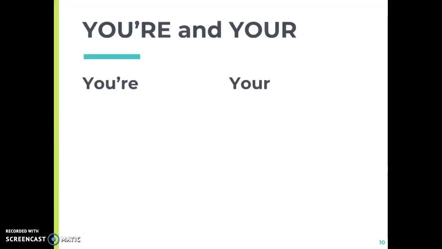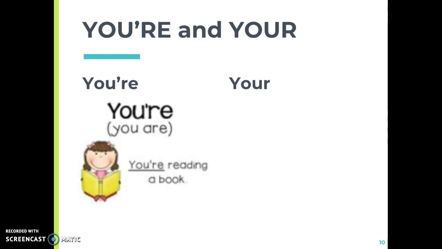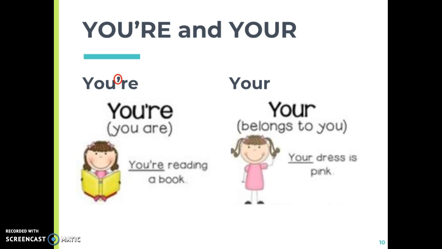Here we have another contraction homophone, you're and your. The first you're has an apostrophe in it. So we know that it's a contraction and can be broken down into two words, you are. The example sentence here is, you're reading a book. The second your refers to something belonging to you, like your dress is pink. If you're not sure which one to use, do the same trick we did with its. Plug you are into the sentence and see if it makes sense. If it does, then you want to use the you're with an apostrophe.